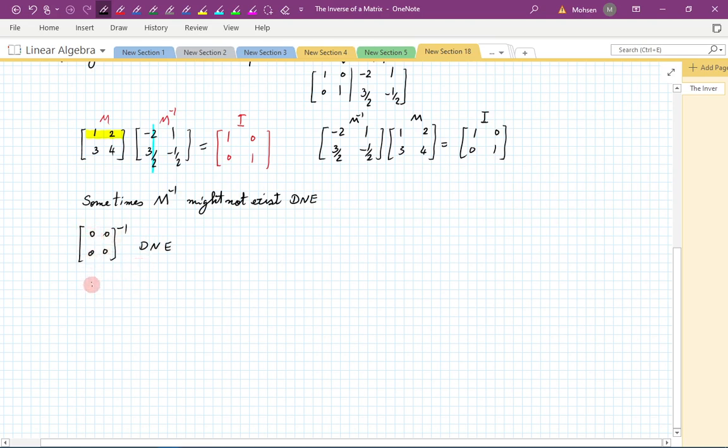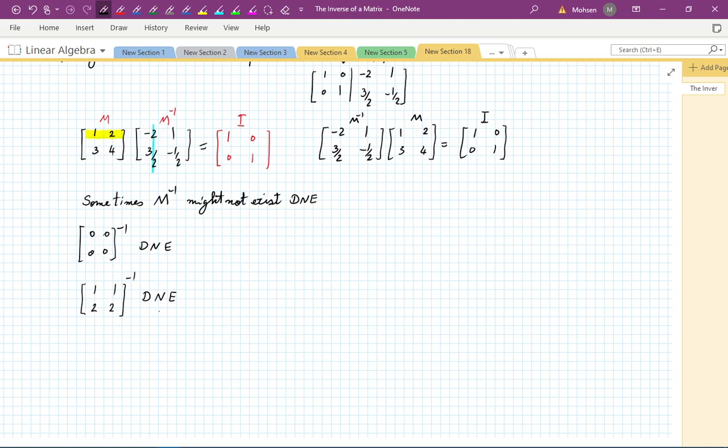But it's not just the presence of zeros that causes this problem. If I had 1, 1, 2, 2, this looks like a perfectly nice matrix. But for this one also, the inverse does not exist. As the size of the matrix increases, it becomes a tricky thing to figure out whether its inverse exists or not. And this is going to be an issue that we are going to be dealing with pretty much every day for the rest of the semester.